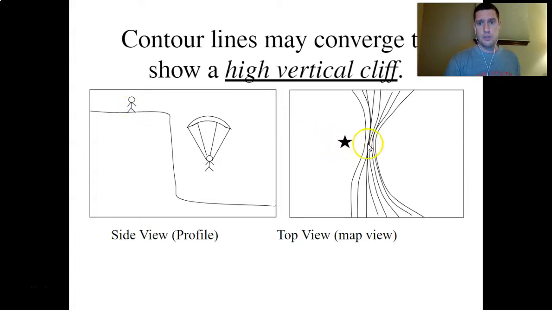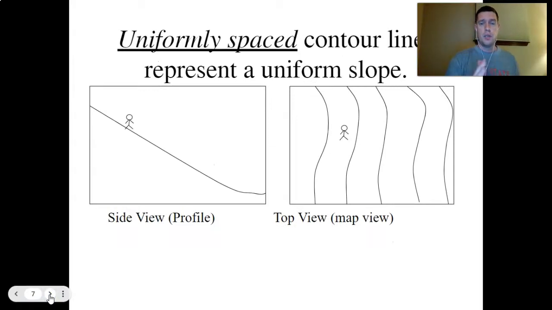And a couple steps this way, and then they're looking over the edge at a pretty steep drop. So, lines that are so close together that they touch represent a vertical cliff. But even though they touch, they won't cross. When the lines are spaced out evenly, and they're not so compact, they're spread out and spaced apart, then what you're looking at there is a gradual uniform slope.